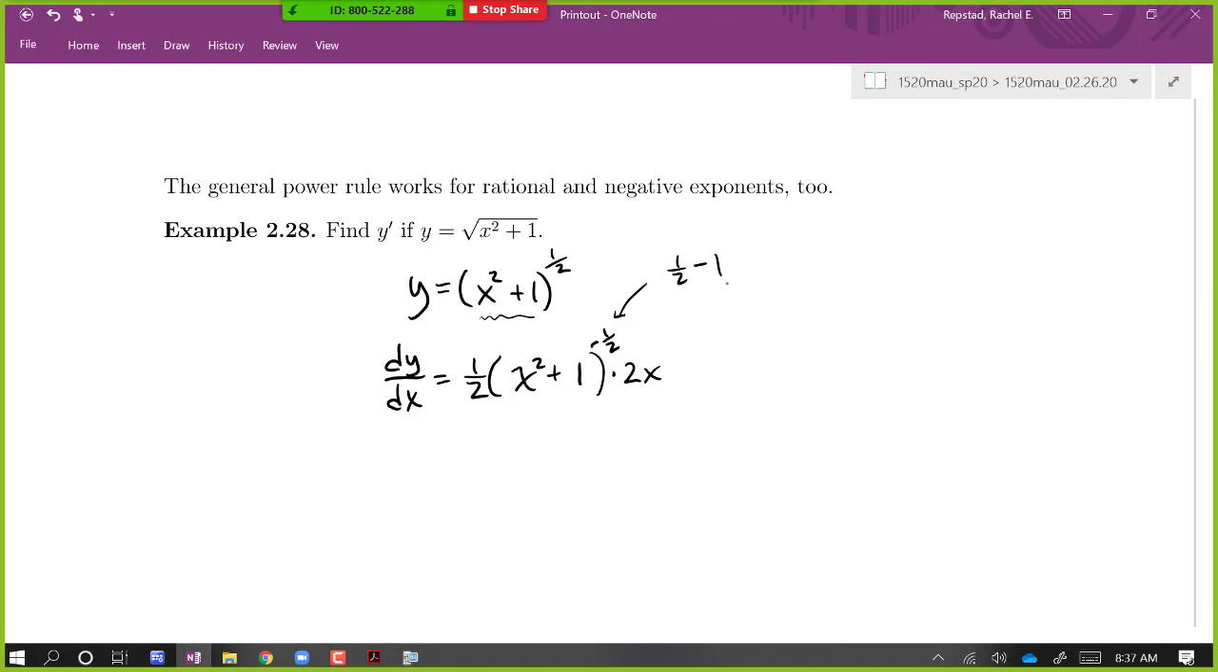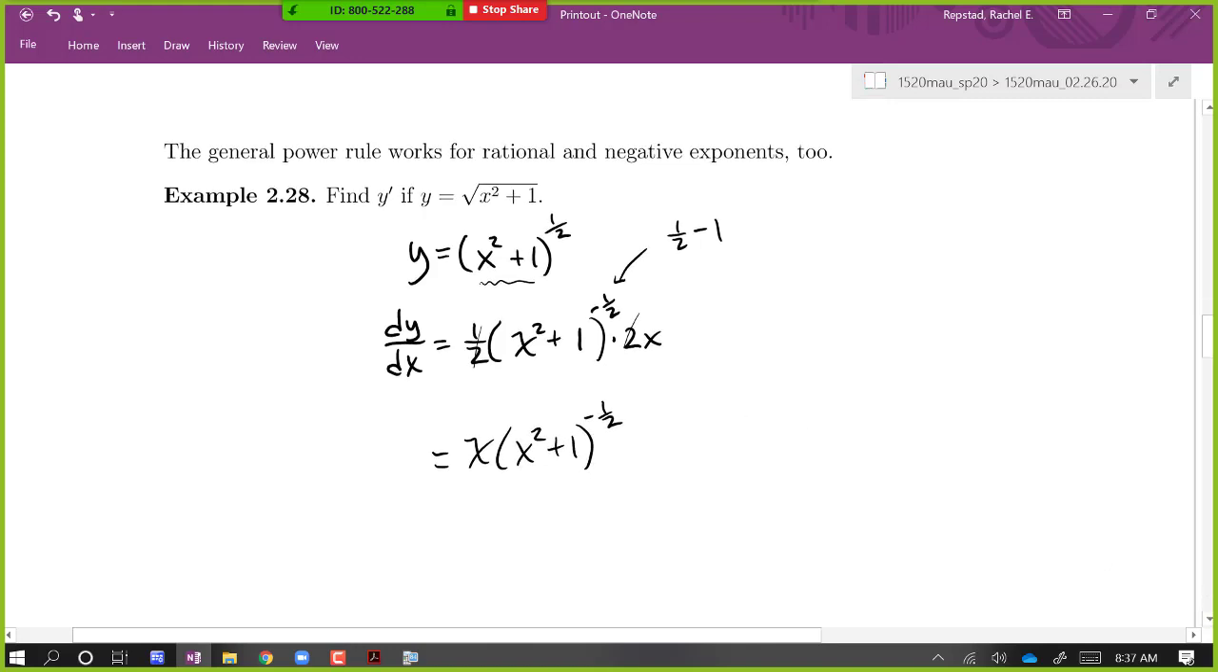Cool. Now we're just going to simplify. So 2 times 1/2, those cancel. So we have x times x squared plus 1 to the negative 1/2. We could leave it that way. I'll note that they use radicals when they gave the original function. And usually it's nice to avoid negative exponents anyway. So I would call this either x divided by x squared plus 1 to the positive 1/2 or x over the square root of x squared plus 1. And either is fine.